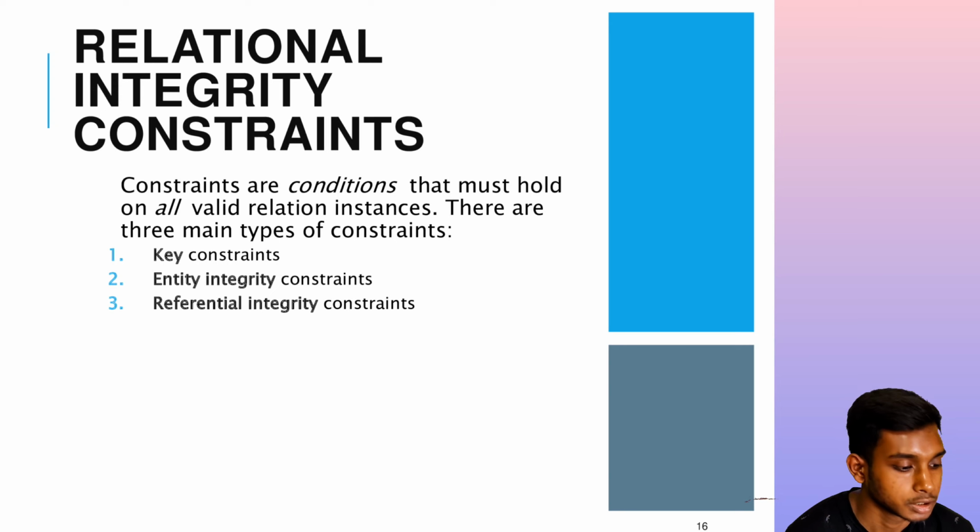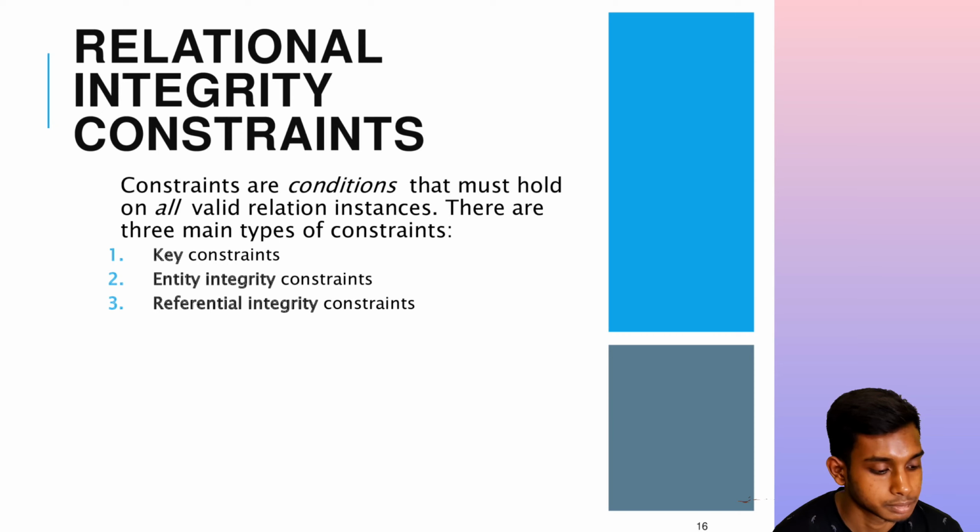Relational integrity constraints. Constraints are conditions that must hold on all valid relation instances. There are three main types of constraints: key constraints, entity integrity constraints, and referential integrity constraints.